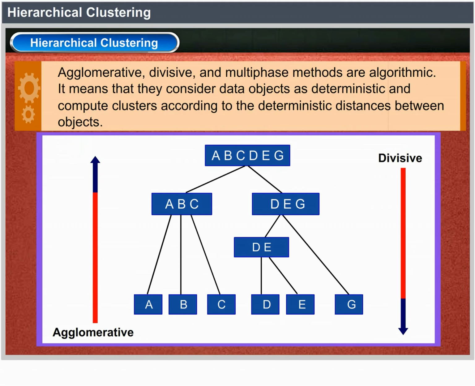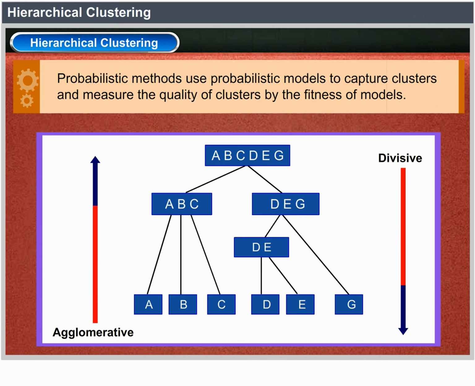Agglomerative, divisive, and multi-phase methods are algorithmic, meaning they consider data objects as deterministic and compute clusters according to the deterministic distances between objects. Probabilistic methods use probabilistic models to capture clusters and measure the quality of clusters by the fitness of models.